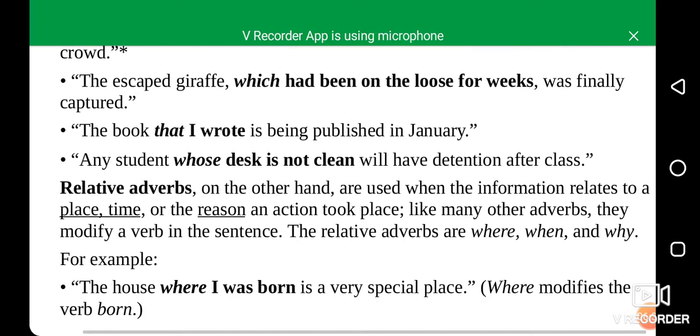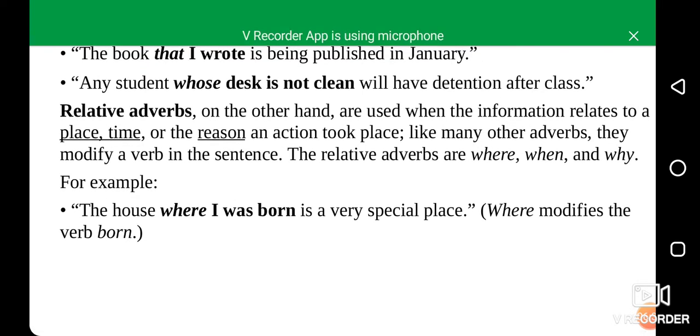Now, relative clauses are also introduced with relative adverbs. Relative adverbs, on the other hand, are used when the information relates to a place, time, or the reason an action took place. Like many other adverbs, they modify a verb in the sentence. The relative adverbs are where, when, and why.